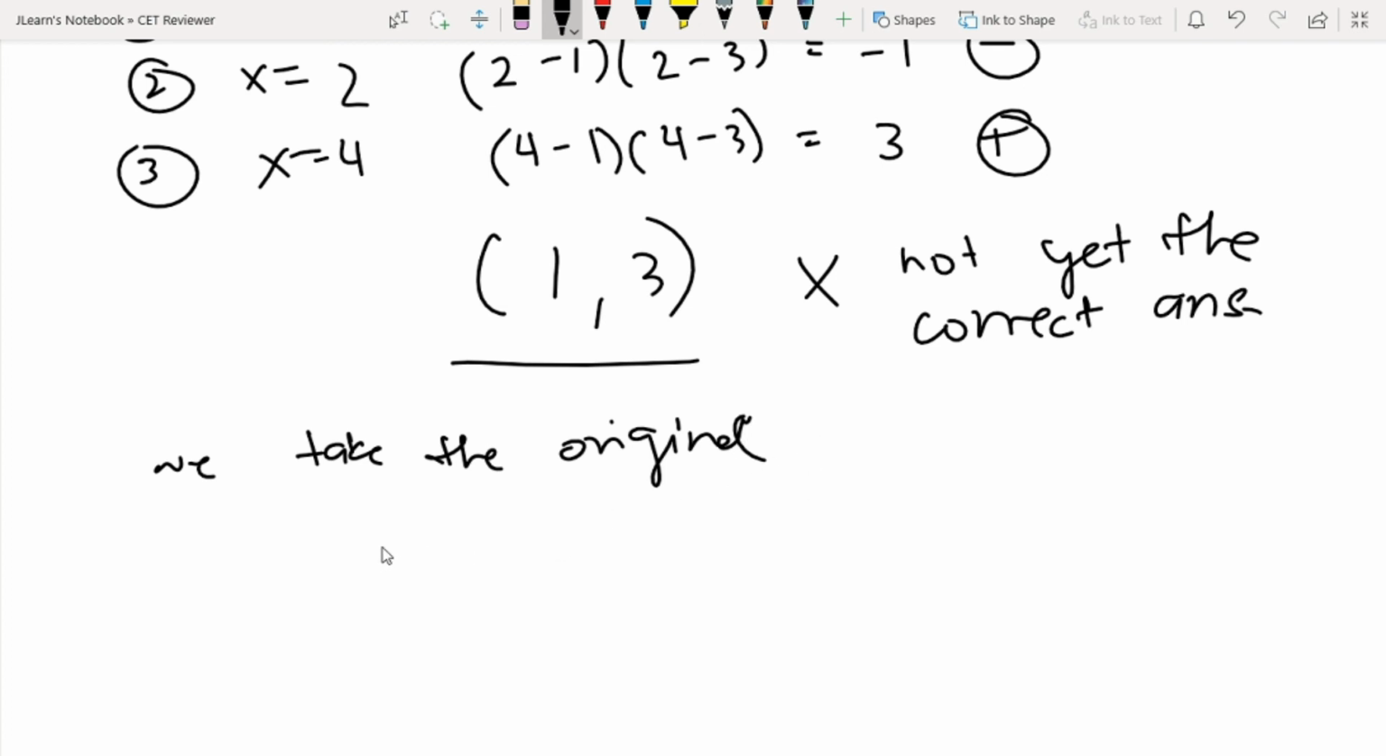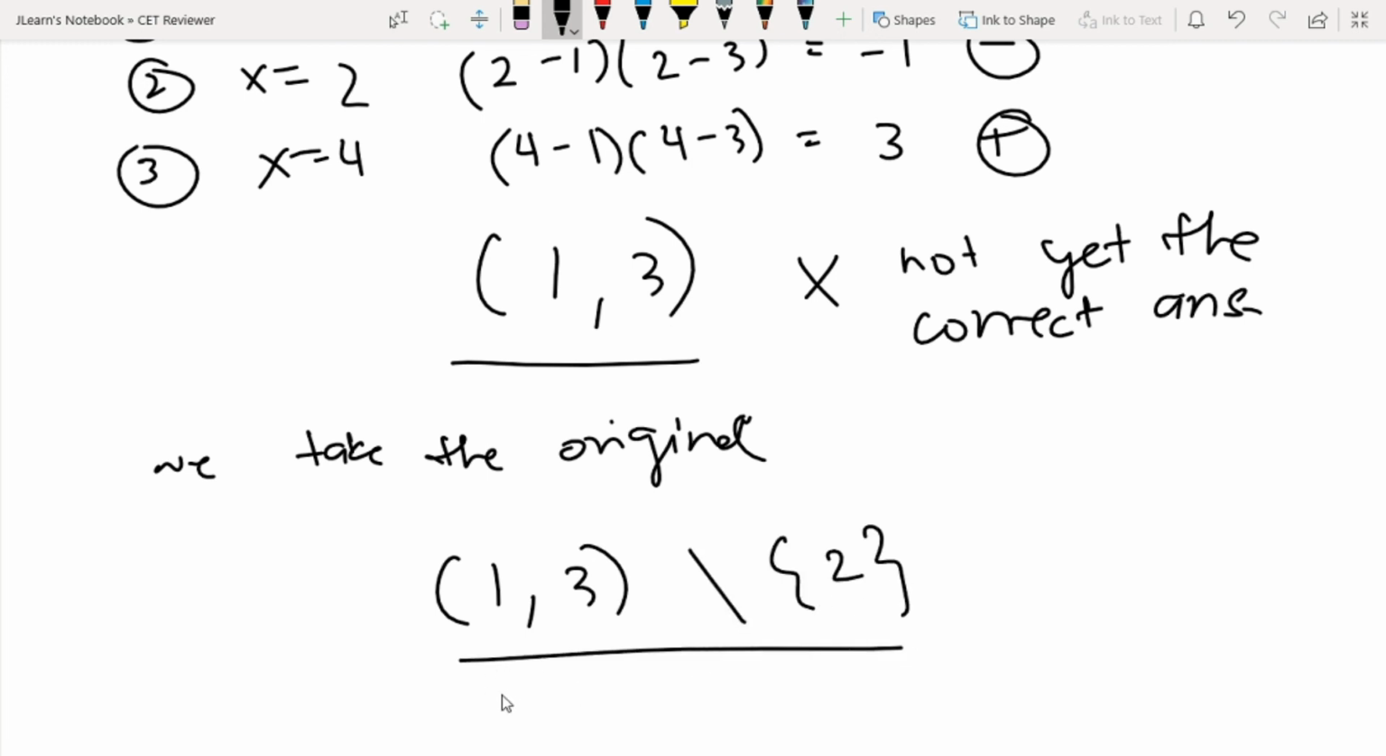So, we take the original, okay? So, kailangan natin gawin ngayon, tanggalin yung 2 para hindi maging 0 yung denominator. So, yung talagang answer natin dito ay 1 and 3 na excluding 2. Okay? 1 and 3 excluding 2.